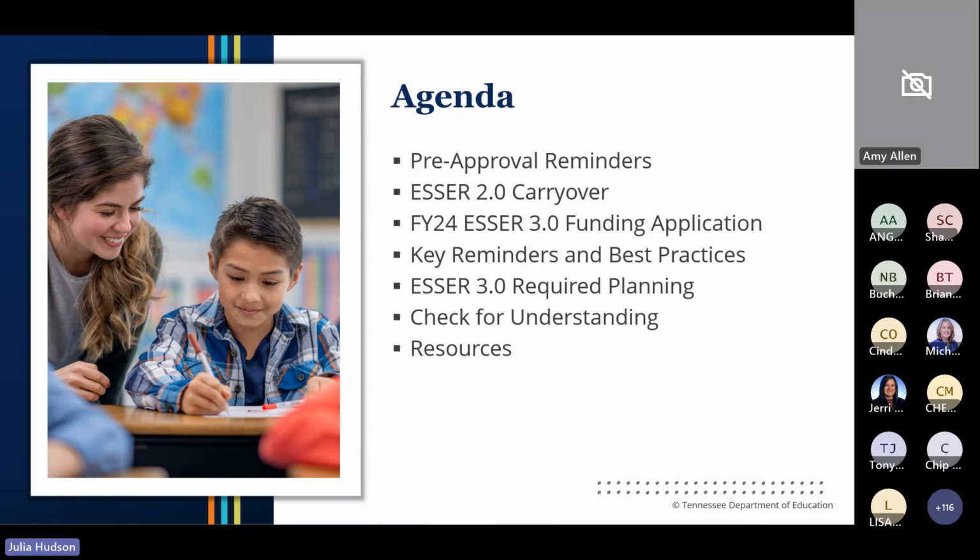So the first thing we're going to talk about is some reminders about the pre-approval. Then we'll go through some information about the ESSER 2.0 carryover. We'll look at the FY24 ESSER 3.0 funding application. We'll go through a few key reminders and best practices, and then we will talk about the ESSER 3 required planning, our last round of planning addenda. I'm sure everyone's happy about that. We'll do a quick check for understanding, and then we will share some helpful resources for you.